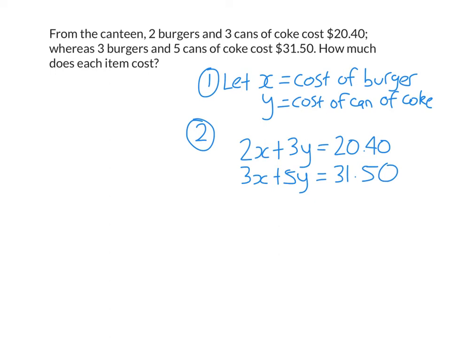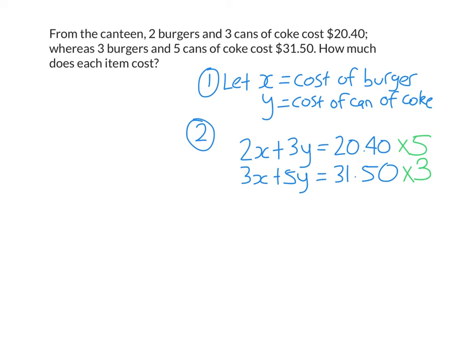Once again, neither x nor y has the same coefficient in both equations. So we need to multiply one or both equations. So this time, I'm going to make the y's have the same coefficient. So I'm going to multiply this top equation by 5 and this bottom equation by 3. Then the coefficient of y in both equations will be 15. You'll get the same answer if you decided to eliminate the x's: you'd multiply the top equation by 3, bottom equation by 2.